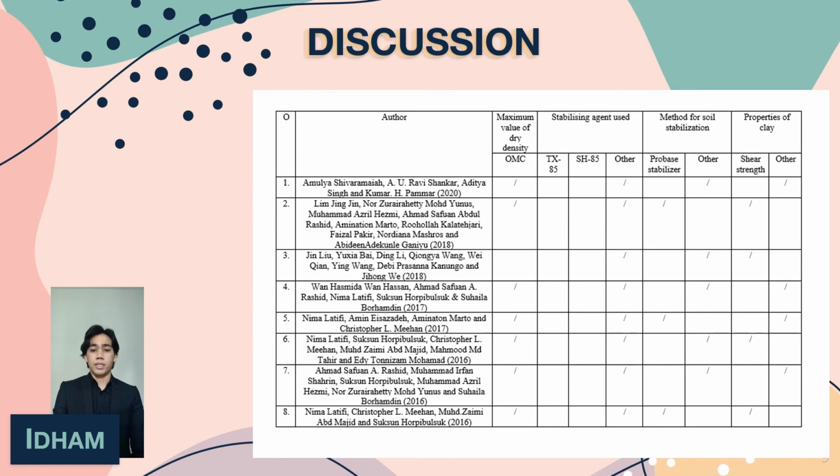As you can see here, this is the table. We have accumulated all of the table reviews and merged them into one. There are four columns following the author. The first is maximum value of dry density, followed by stabilizing agent used, followed by method for soil stabilization, and the last one is properties of clay. Each column represents one objective that we prepared earlier.